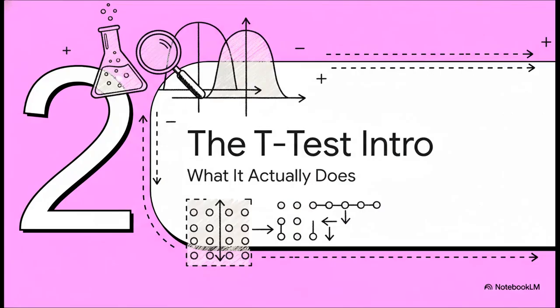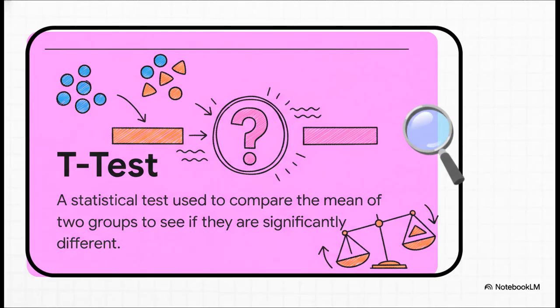Okay, so now we know when to use it. Let's get down to brass tacks. What does the t-test actually do? At its heart, the t-test is beautifully straightforward. It looks at the average, or the mean as it's called, of two groups, and it answers one simple question. Is the difference between them big enough to be meaningful? In other words, is it statistically significant, or could that difference have just happened by random chance? It all boils down to comparing two averages to see if there's a real story there.